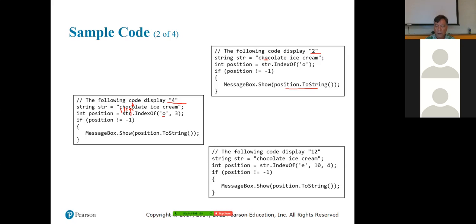And here, this displays 12. Why? Because we're going to look for the first occurrence of E starting with the 10th index. 0, 1, 2, 3, 4, 5, 6, 7, 8, 9, 10. Now where's the first E after that? 11, 12. There it is, 12.